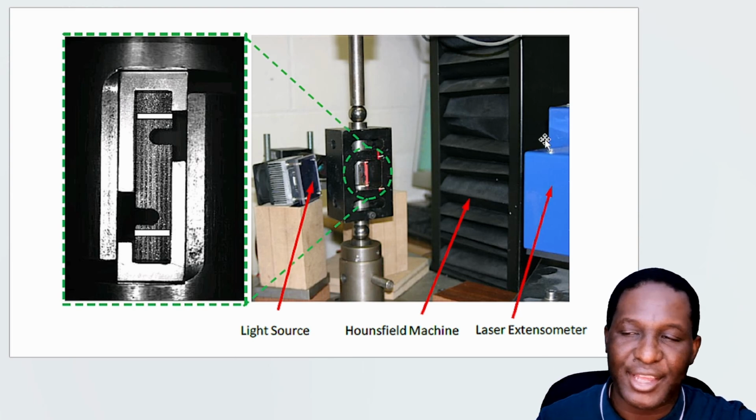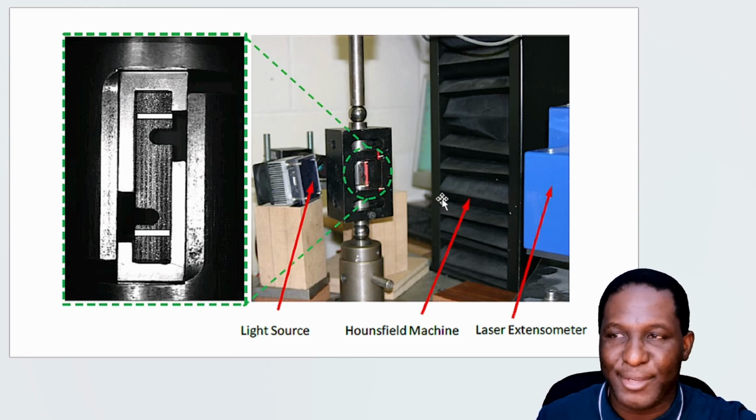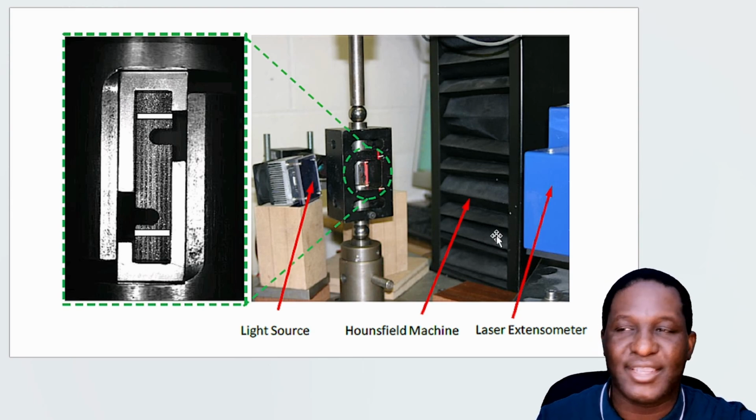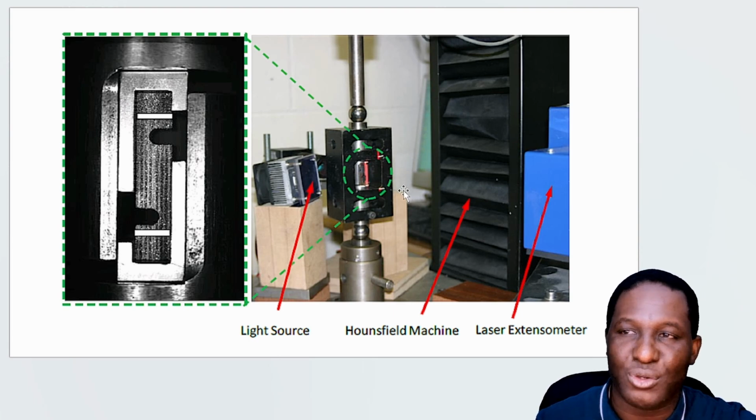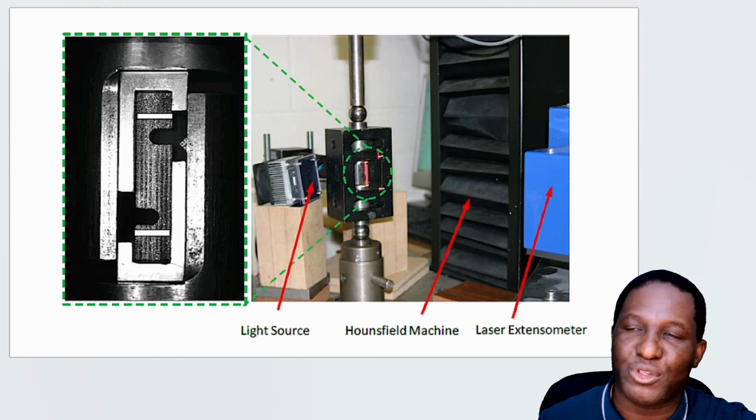And then of course you use the lines to annotate what you're doing. So there's a laser extensometer that measures movement between this and this, and then there is an Instron machine, which is a universal testing machine, and of course the light source, because there's a camera that is not in this picture. So again, you may also want to show a camera that is capturing this image.